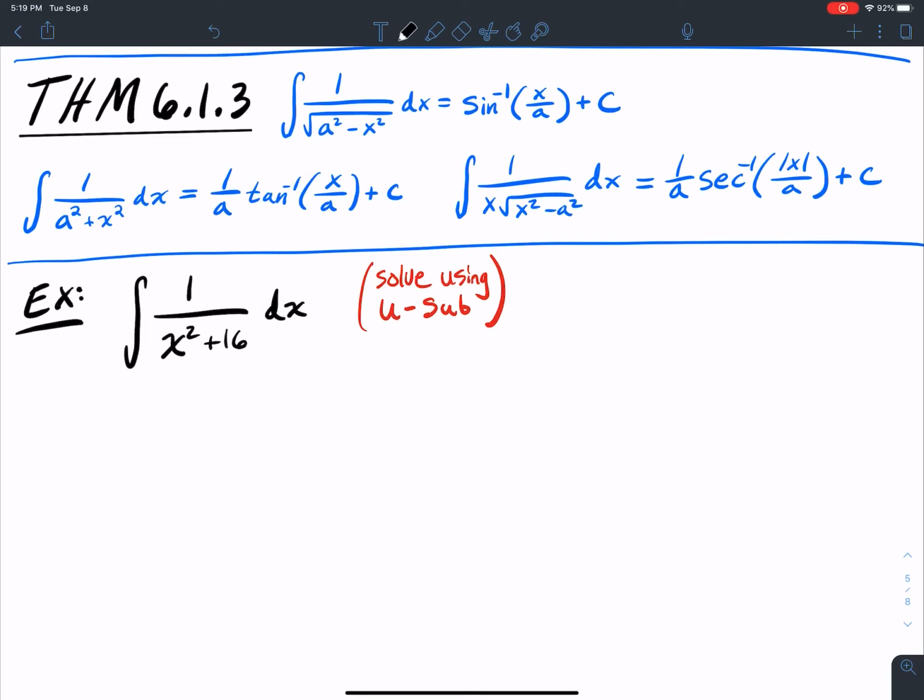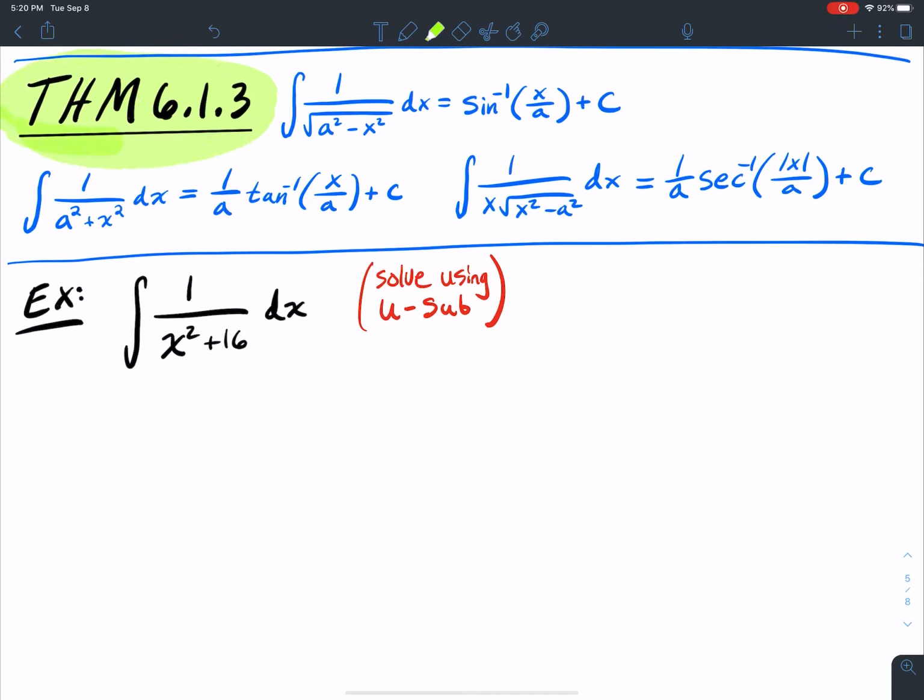So here we're going to work through three problems, an arctangent, arcsecant, and an arcsine function integral. And so I want to show you how to do this using u substitution. So we have theorem 6.1.3, which is kind of our reference theorem.